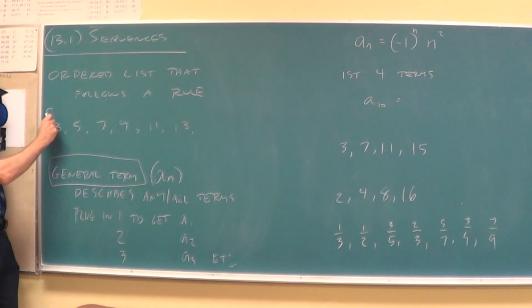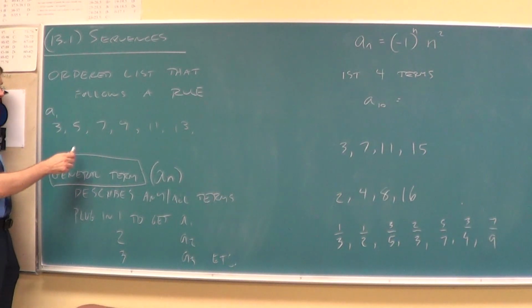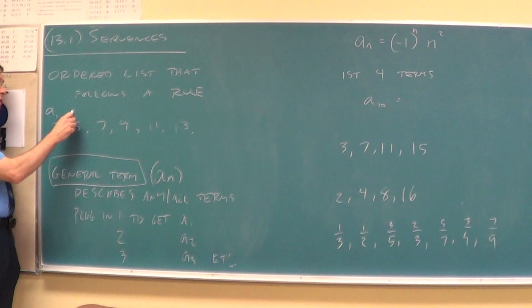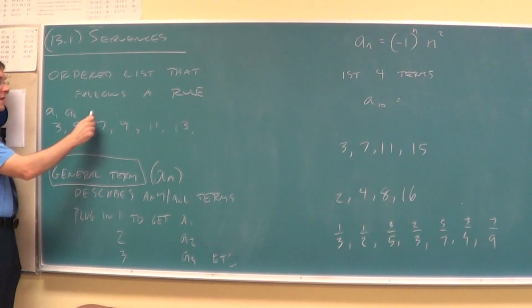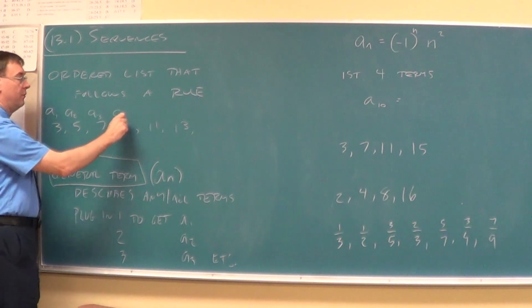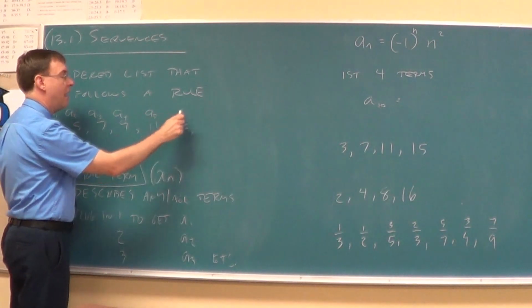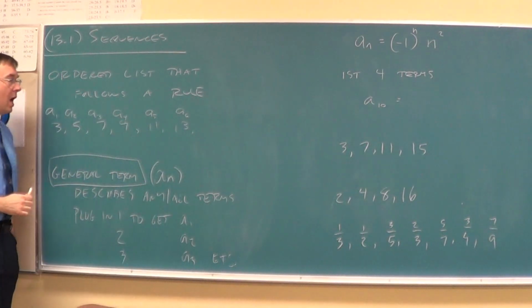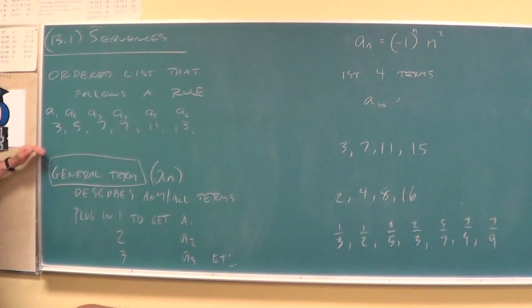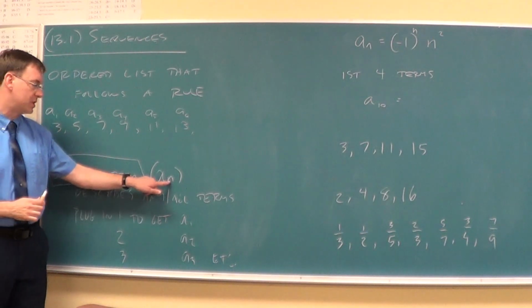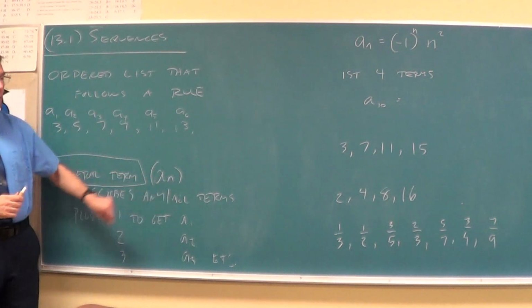So here's some punctuation to get us on our way. Since this is the first term, I'm going to call this A1. I'm going to use a 1 subscript for the first term. So what do you think I would call this? A2, because it's the second term. A3, A4, A5, A6. Those would be the names of those things. The general term is always going to be an An and have a variable in it.